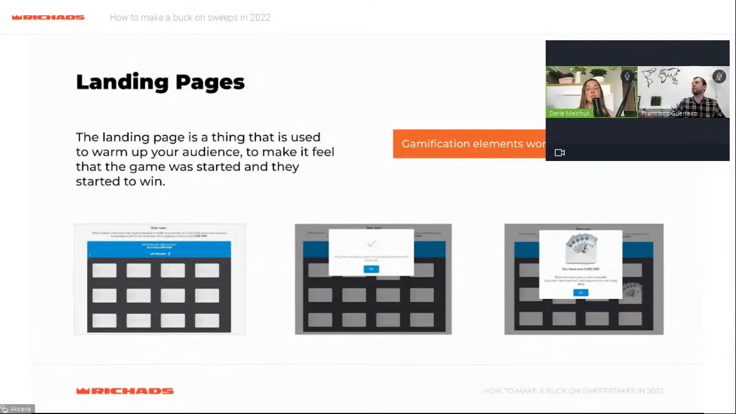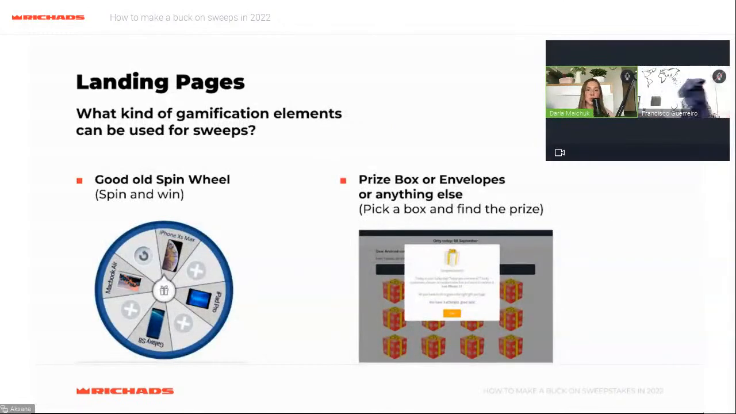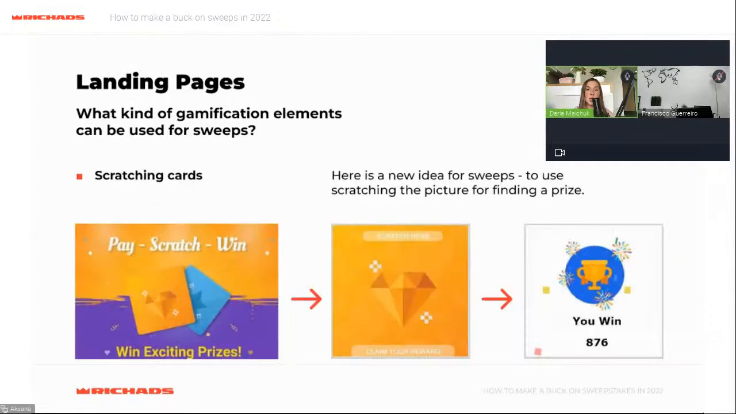What kind of gamification elements can be used for sweeps? Good old spin to win, you can see it on the screen, prize box or envelopes or anything else to open and find a prize. Here is a new idea for sweeps: to use scratching the picture for finding a prize. Well, you can find out some new elements that will work. You can look for them in mobile computer games. They can be adapted to the landing pages.